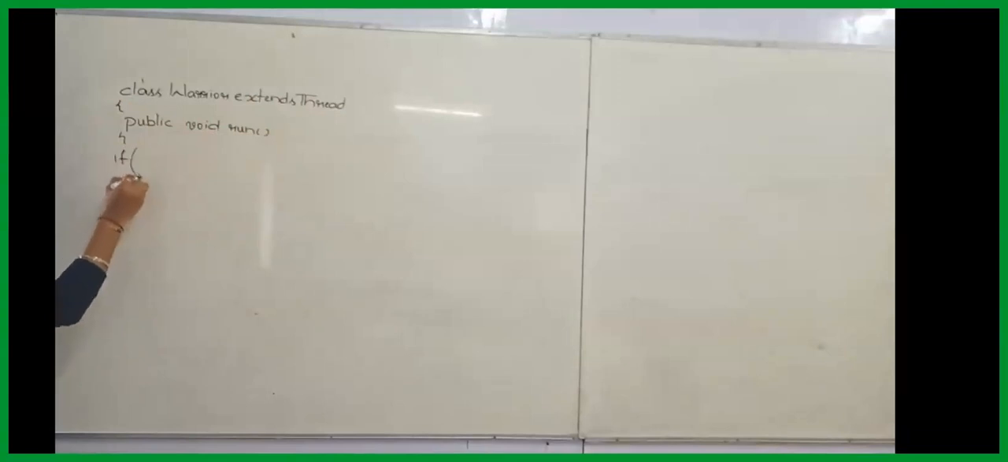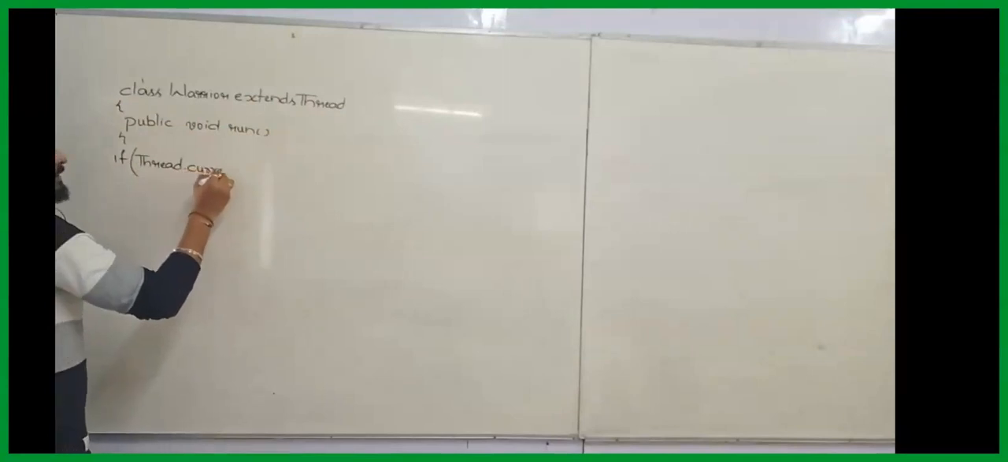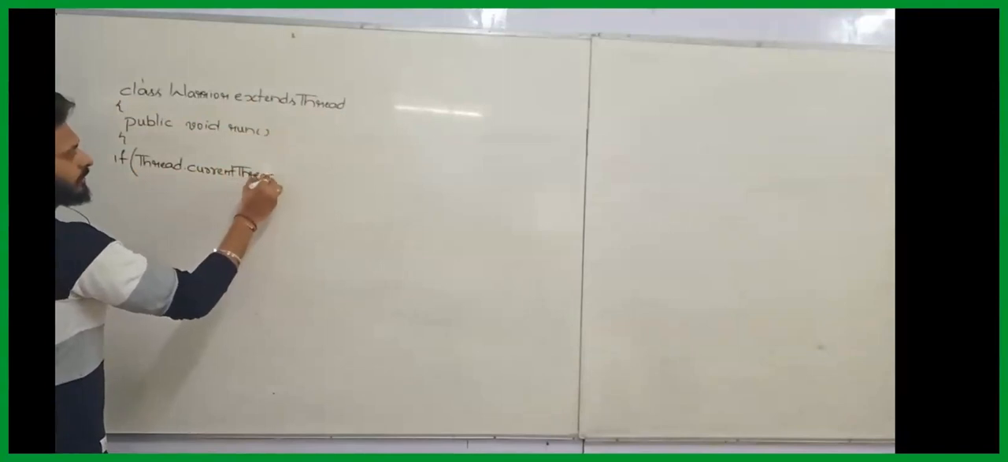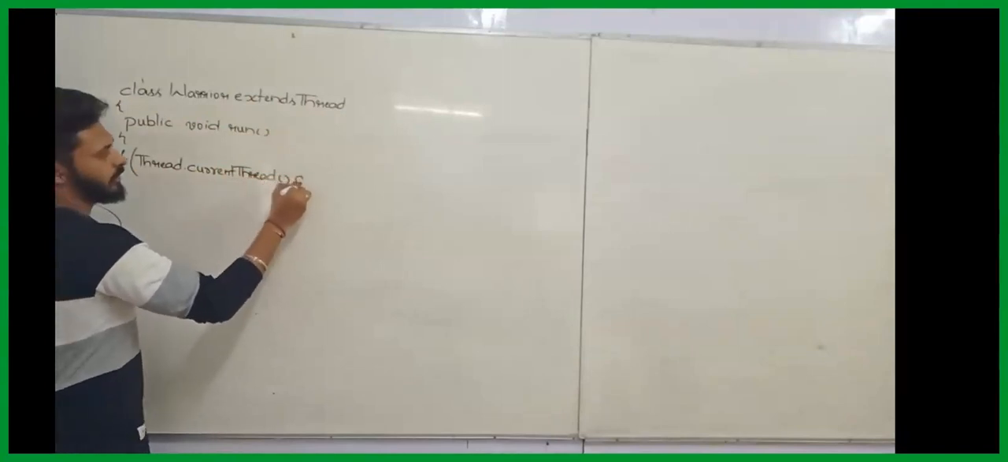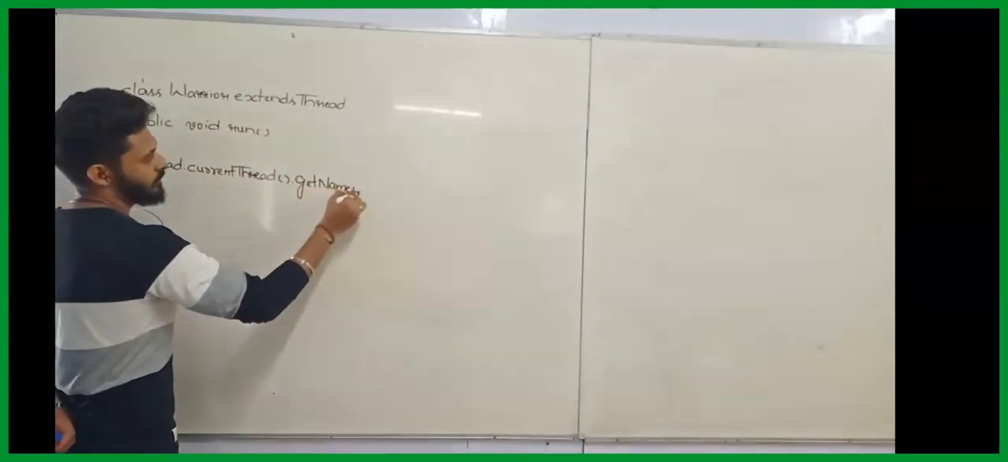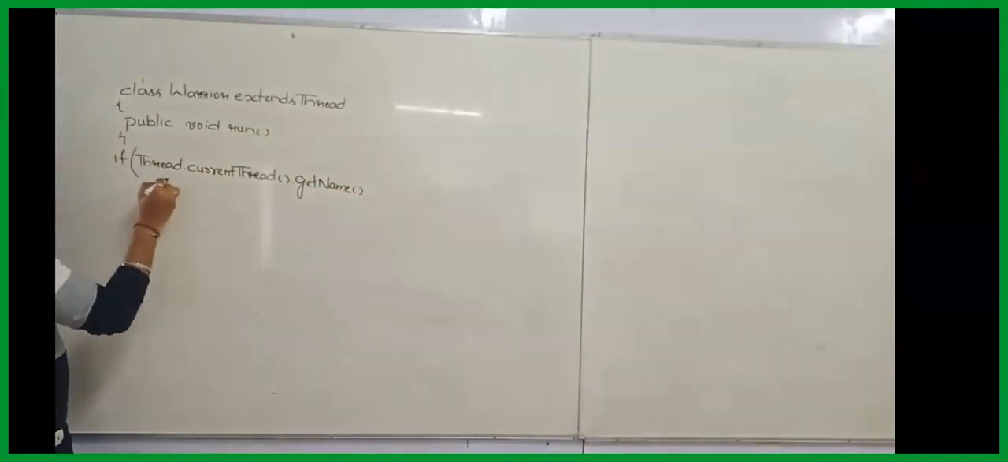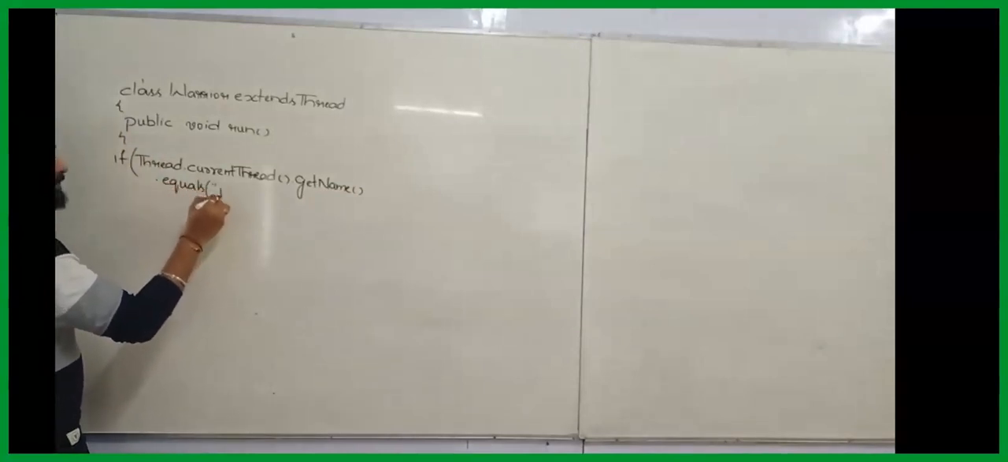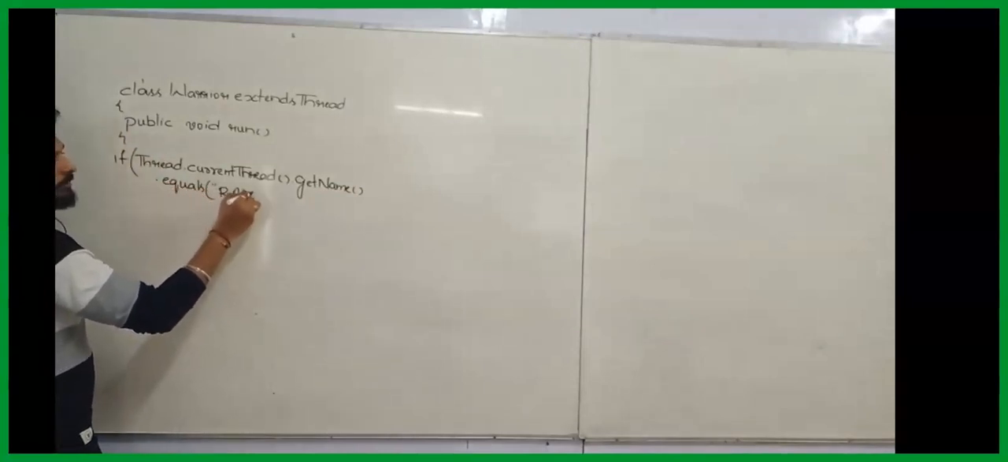Inside this, I'll just check. What will I check? If Thread.currentThread().getName().equals, meaning if it is equal to Rama. One mistake I have made, I believe.